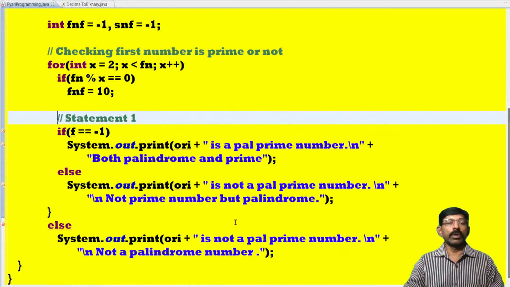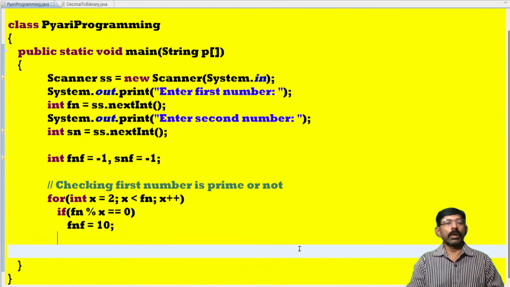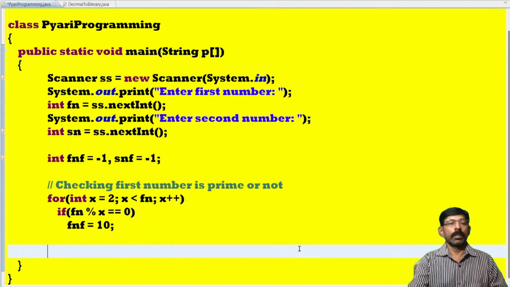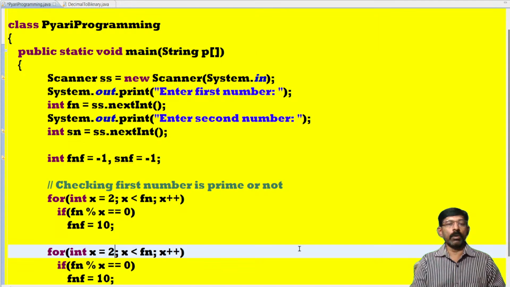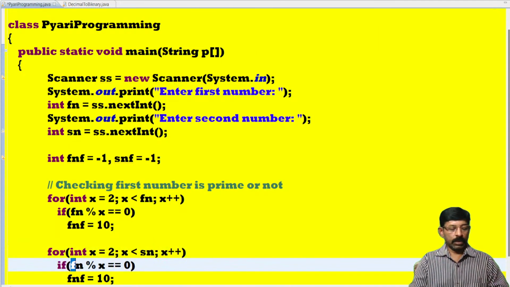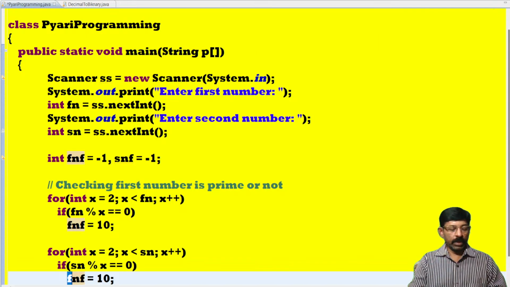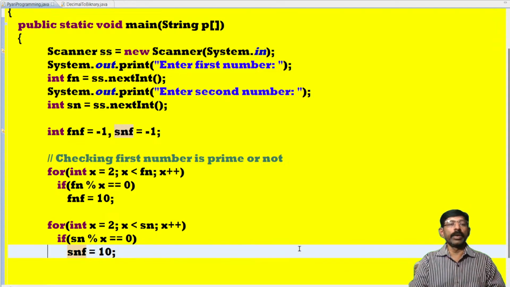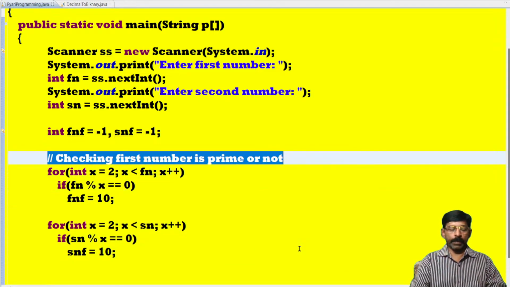I will remove everything now. And here I will check second one. Second number is prime or not. So this should be second number. This should be second number. This should be second number flag. Look at this, how simple we did. Only we are repeating the prime number coding.